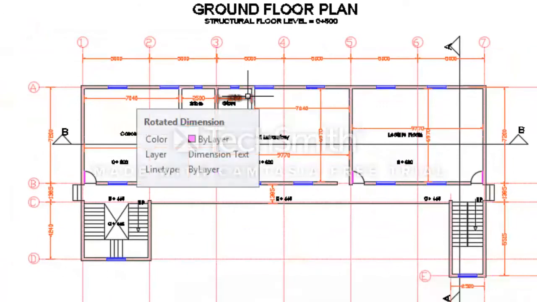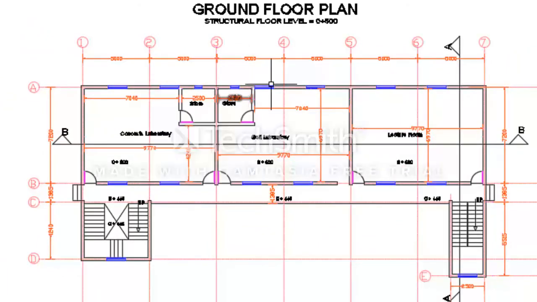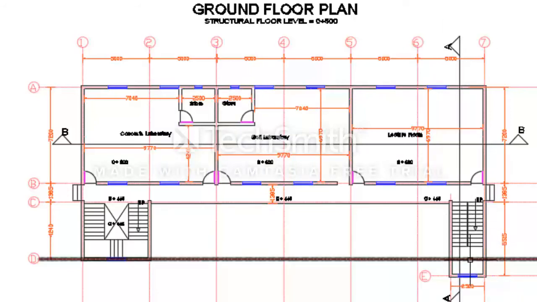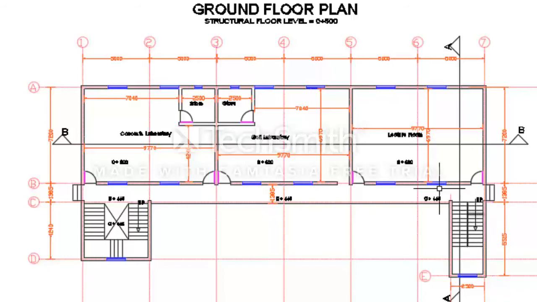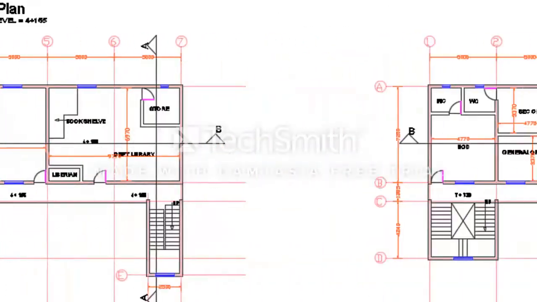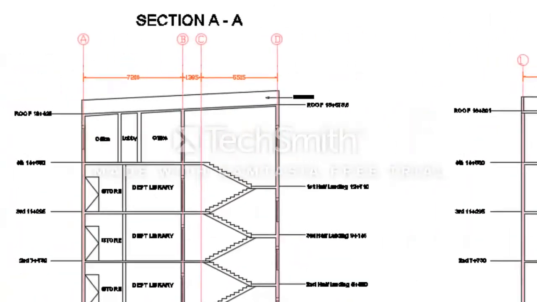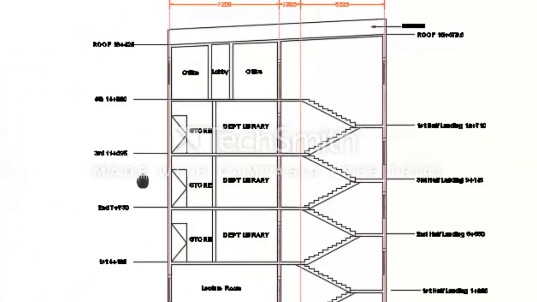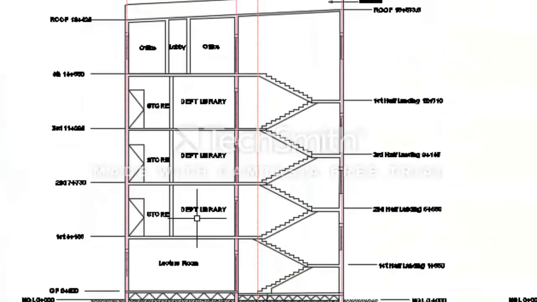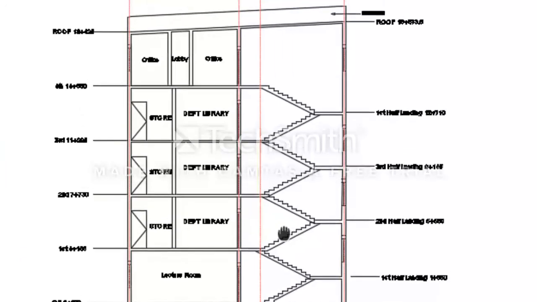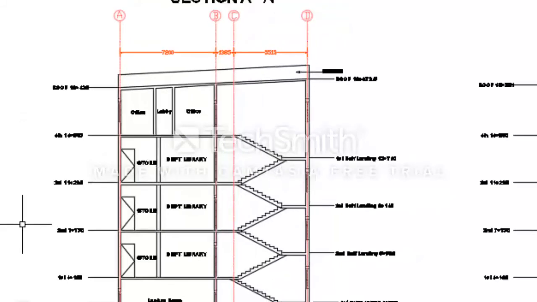I also want you to note one thing. Section AA cuts through the half-turn staircase, so we can view the section of this half-turn staircase in the section AA drawing. So I will pan to the drawing now. Let me quickly pan there. So this is section AA, and this is the half-turn staircase in section AA drawing.